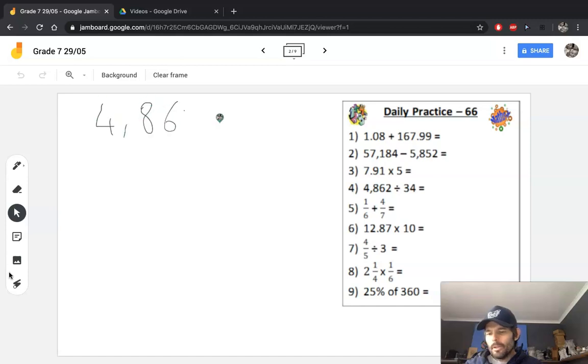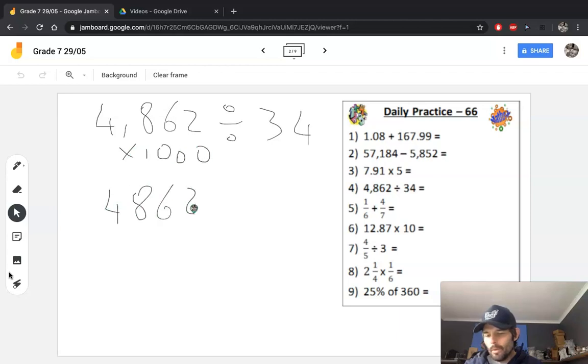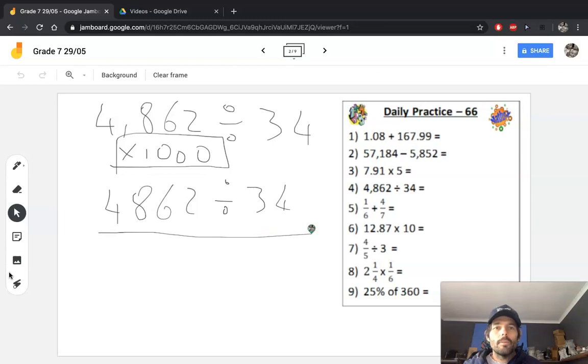4,862 divided by 34. So this is quite a tough one. So what I would do is I'd multiply by 1,000 and get 4,862 divided by 34. Now just remember that because we only multiplied the dividend by 1,000, it means we're going to have to divide by 1,000 when we get our answer to 4,862 divided by 34. If I'd multiplied both the numbers in the question by 1,000 and got 4,862 divided by 3,400, then I wouldn't have to do anything at the end. But I'm not convinced that multiplying both by 1,000 is going to make the question easier.